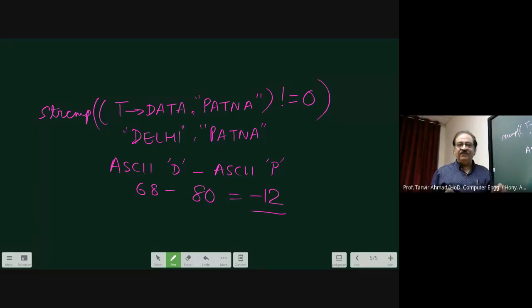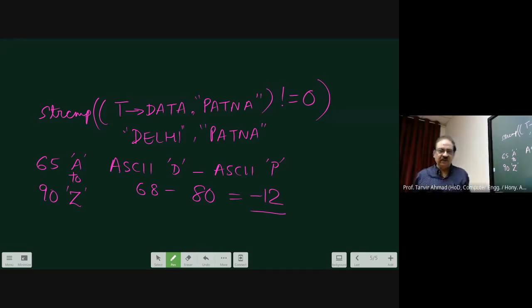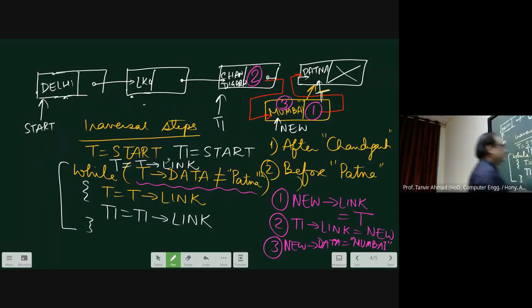Just compare: A is 65, B is 66, and you keep calculating, so it ranges from 65 to 90, right? This is for A and this is for Z. Therefore you can just calculate A is 65, B is 66, C is 67 and keep on doing. Therefore this value is minus 12, and minus 12 is not equal to 0 is true, so the loop condition is false and it will come inside. Let me move forward.